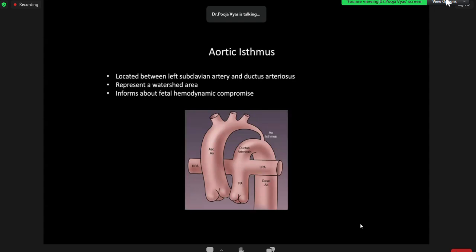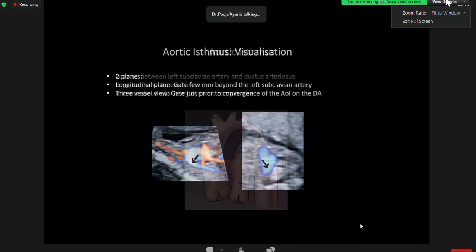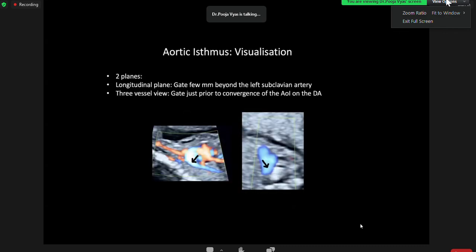It is seen between the left subclavian artery and the ductus arteriosus. It represents a watershed area and it informs about fetal hemodynamic compromise. So how do we look for aortic isthmus?